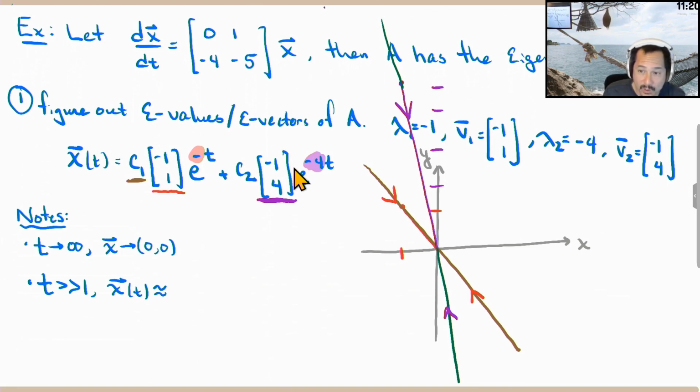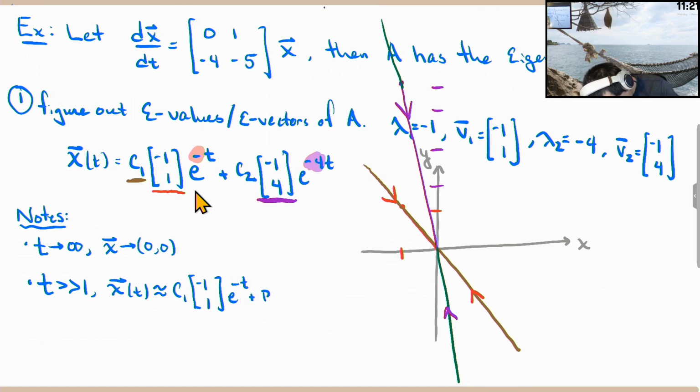Purple will decay away faster when time gets really large. If purple decays away faster when time is really large, your solution is approximately C1, -1, 1, e to the negative t, plus a bit. That's just English language to say, well, this is still contributing something, so I'm not right on top of brown, but really this brown eigenline is dictating my direction because this little bit of something is small because time has gotten very large, and that -4 right there is going to decay purple away faster.